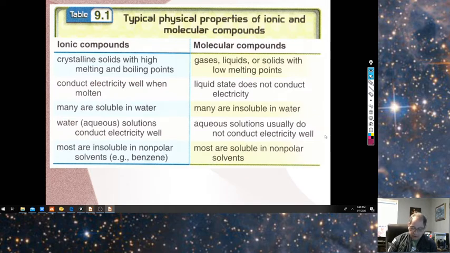Okay, table 9.1. Know this table. In other words, know the characteristics of ionic compounds and those of molecular compounds, both. So there'll probably be some of these questions where you've got to pick multiple choice, where you pick more than one word, that's one thing that's correct. Okay, so know these.